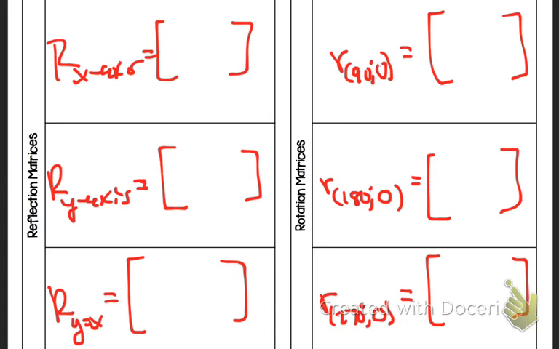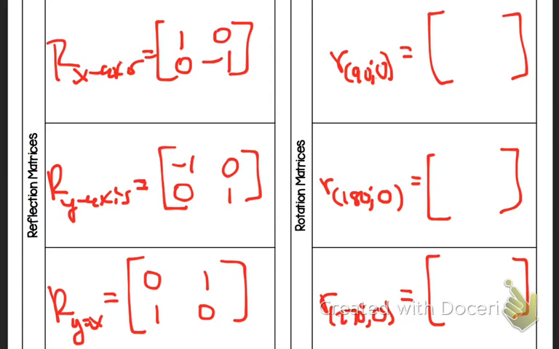Okay, so your reflection matrix across the x-axis is going to be this. And these are all going to be 2 by 2 matrices because there are 2 coordinates, x and y. So the first one is going to be 1, 0 on the top row, 0, -1 on the bottom. Okay, so that's reflecting across the x-axis. The y-axis is very similar. You just switch the negatives. So -1 on the top left, +1 on the bottom right. Okay, and then reflecting over the line y equals x is 0, 1, 1, 0.